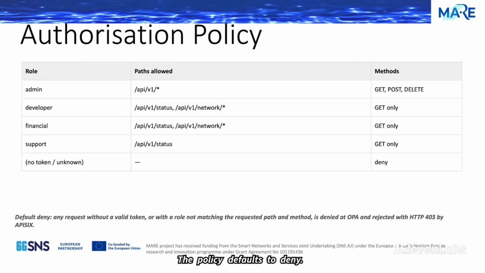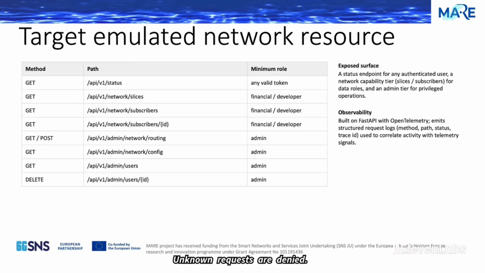The policy defaults to deny. No valid token means HTTP 403. Role must match path and method. Admins have full access. Developers and financial get read only. Support reaches status only. Unknown requests are denied.